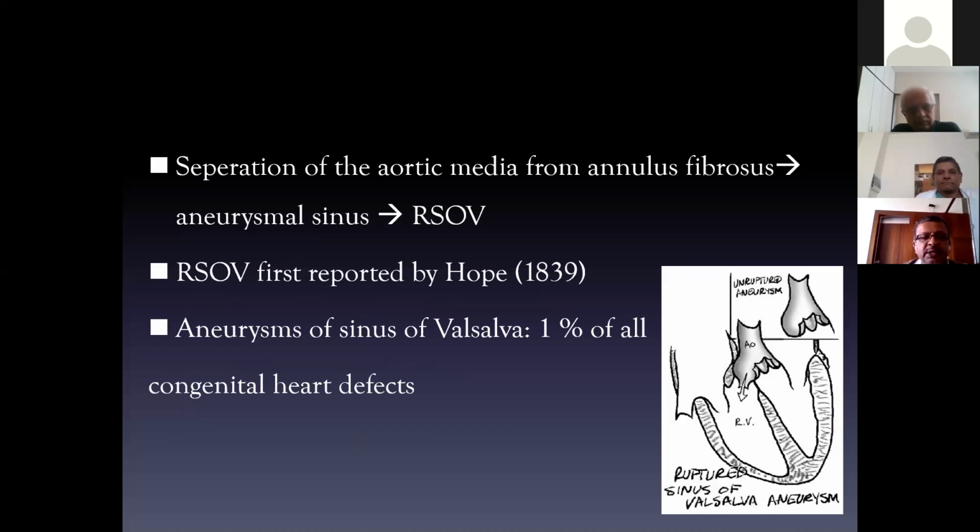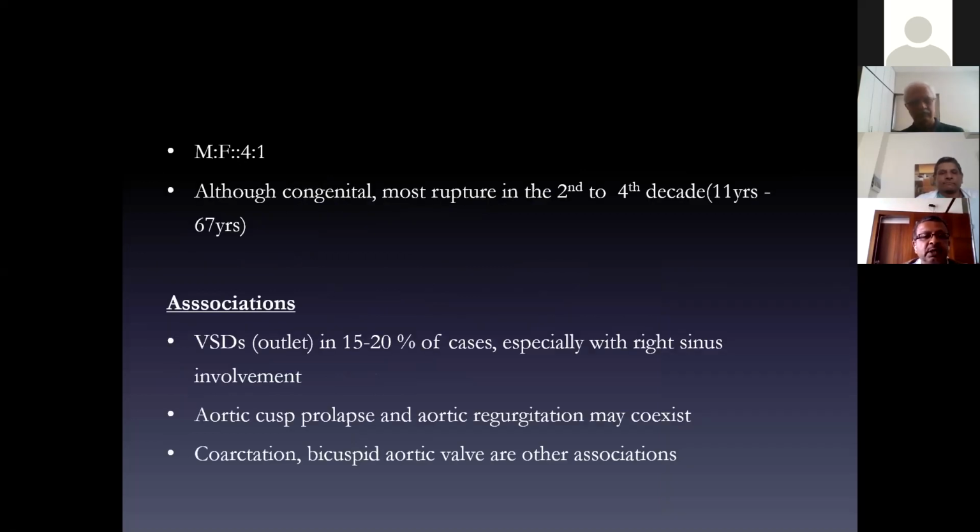It is not a new one. It was reported way back in 1839. This constitutes 1% of all the congenital heart defects. Usually in our series also, it is more or less the same thing. There is a male preponderance in the series. And although congenital, most rupture in the second and third decade. In our series, it's 11 to 67 years. The first case, in fact, of my own personal experience, done with my senior colleagues in 2005, was in an 11-year-old girl, that's why I put 11 years. She came with heart failure and renal failure.